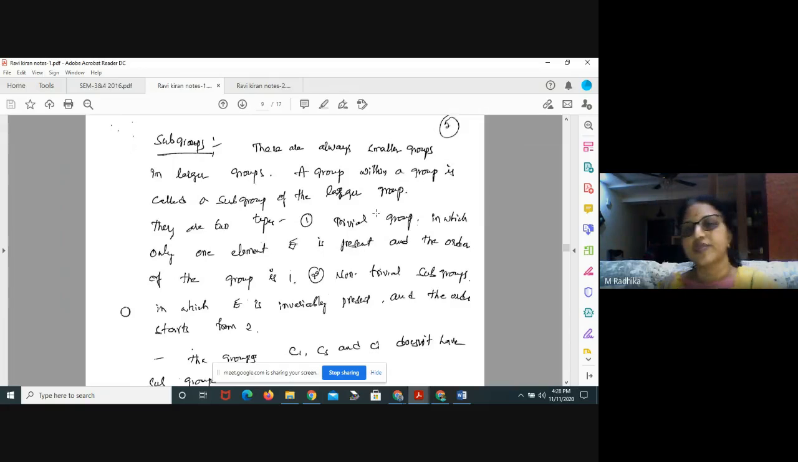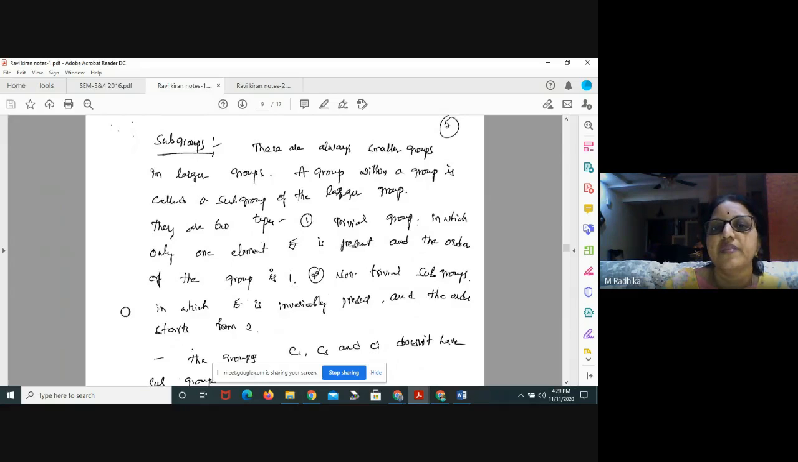Now these subgroups can be of two types. One is a trivial group. By trivial, you should understand that we are talking about which element? E. Very good. The trivial element means identity. So the trivial group should have only one element, and that is E. The order of that group is 1.